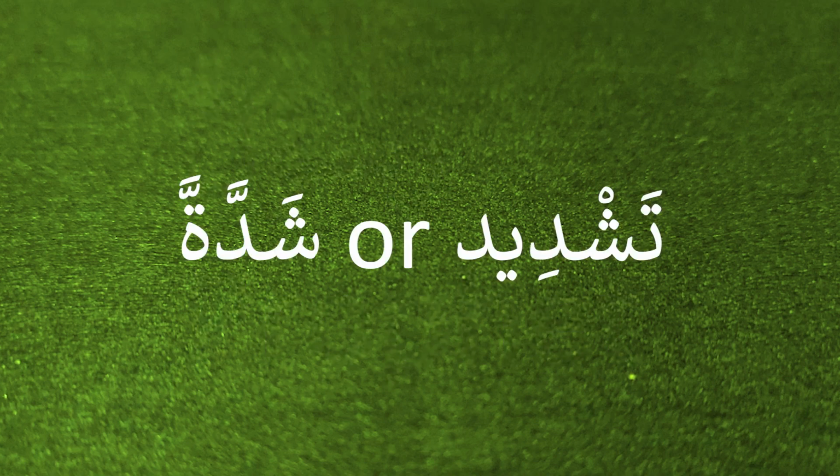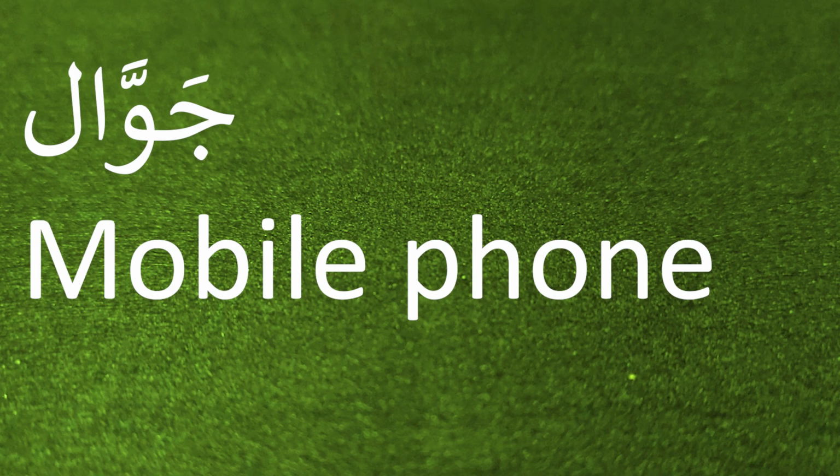Tashdid is where we stress on the letter or hold its sound for a little bit. For example, jawwal, which means mobile phone. Here, wow has tashdid on it, so we stress on it a little bit while reading it.